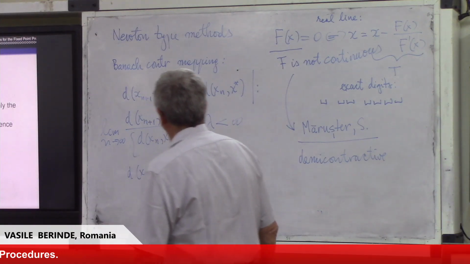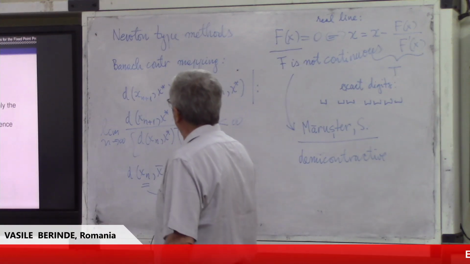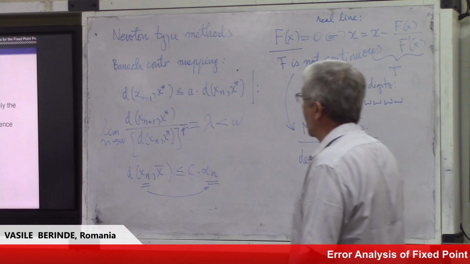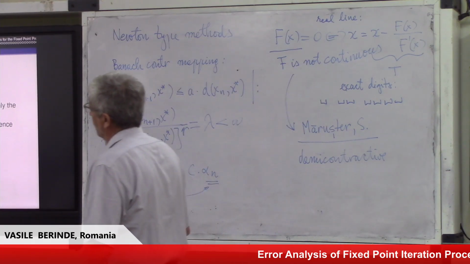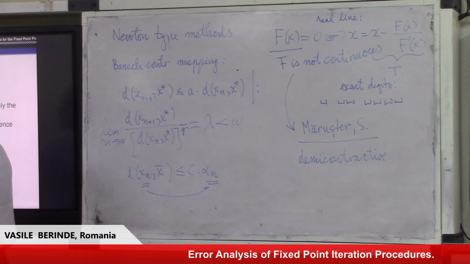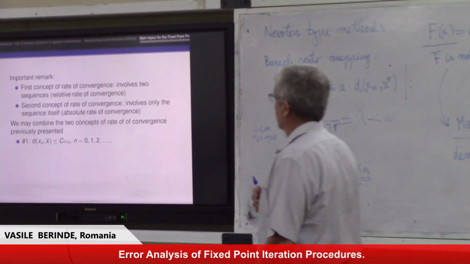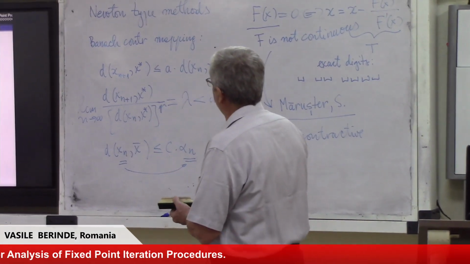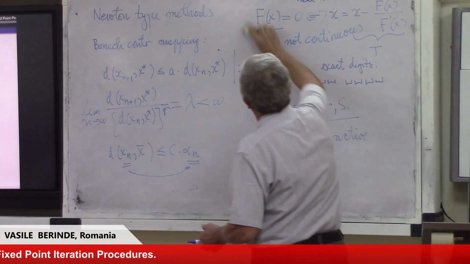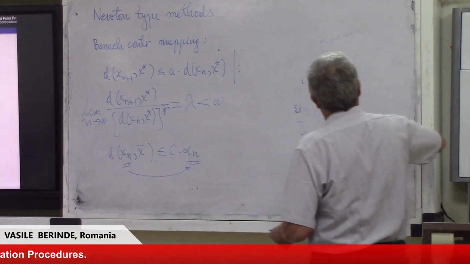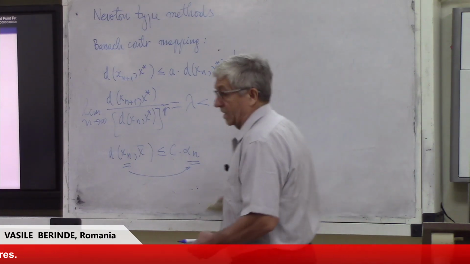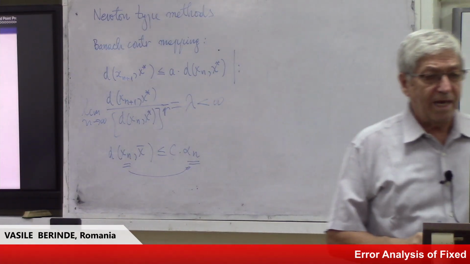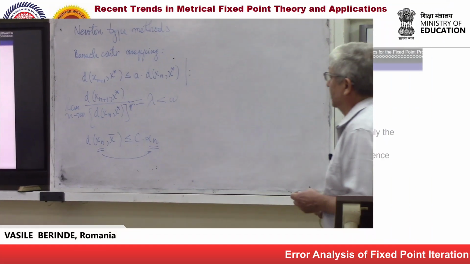And this order of convergence involves only the sequence, xn, only one. So we say that this is an absolute rate of convergence, an absolute concept of rate of convergence. So we have these two types of rate of convergence. Now, what I want to show you at the end of the first part of my talk is that we can combine these two concepts.